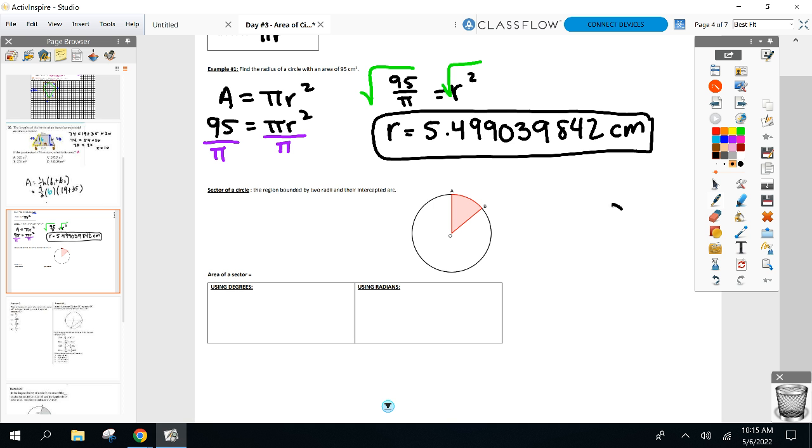Basically, think of it this way. Draw in 2 radii, and then the arc that connects them. See all this in between? That's called a sector. It's like a piece of pizza or a piece of pie. Yeah, sure. You can think of it that way. That's exactly what it is. All right, the area inside is the sector. So how do we find it?